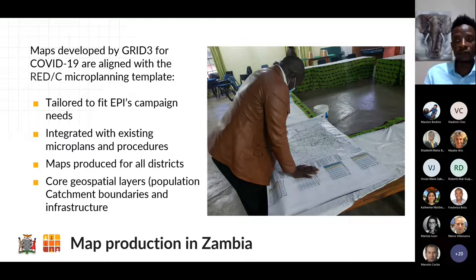And we also added some key infrastructure facilities like schools. We added also churches, because you find that the EPI and the way the COVID vaccination or the vaccination program itself is run, you find that the ministry uses some of these already established infrastructure as vaccine distribution points, or to give out vaccines. Next slide, please.